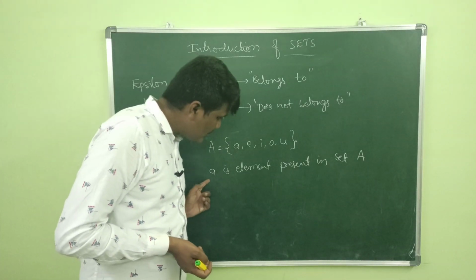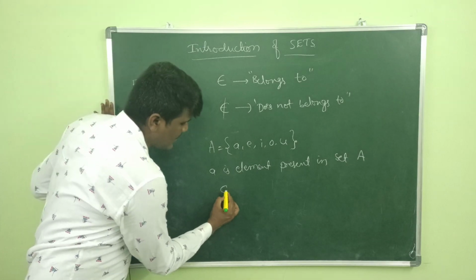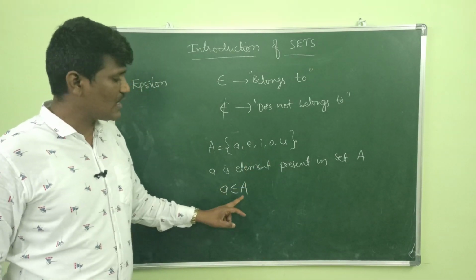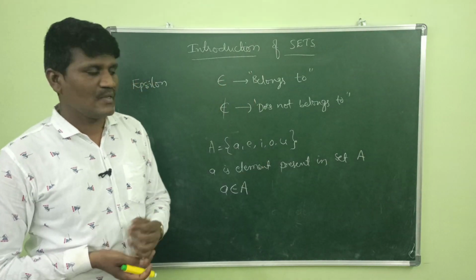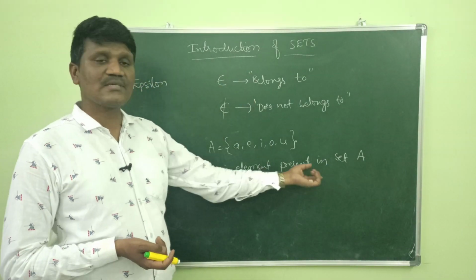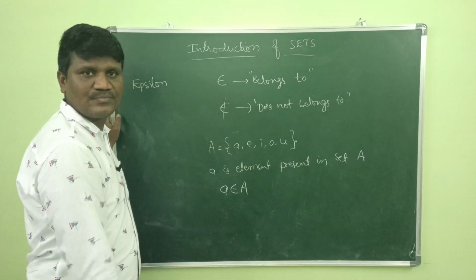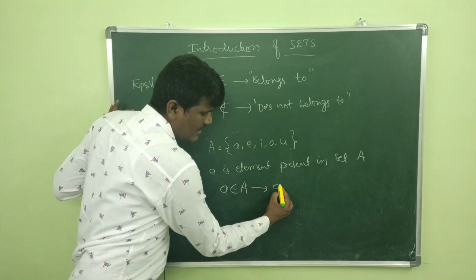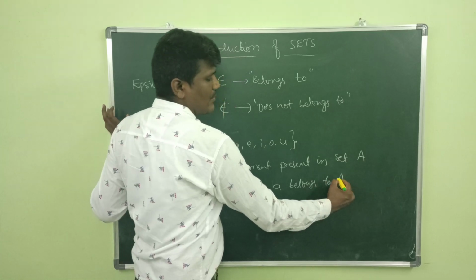So for this big statement I can simply write a belongs to A. a belongs to A is nothing but a is an element present in set A. Small a is an element present in capital A. Simply I can write a belongs to A. So how I will read it is: a belongs to capital A.